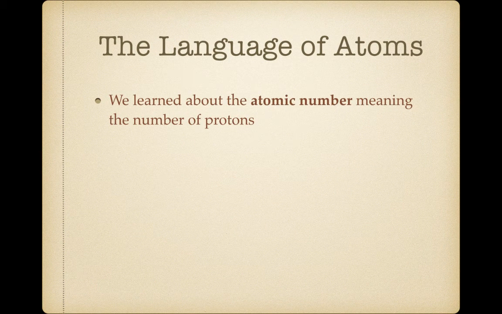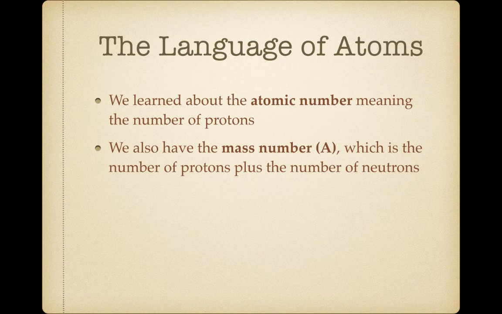So today we're going to learn a little bit about the language of atoms and some of the values that we're looking at when we're talking about atoms. In the previous lecture we learned about atomic number, which of course we now know means the number of protons present in the nucleus of an atom. And another similar sounding term that we have is called the mass number.